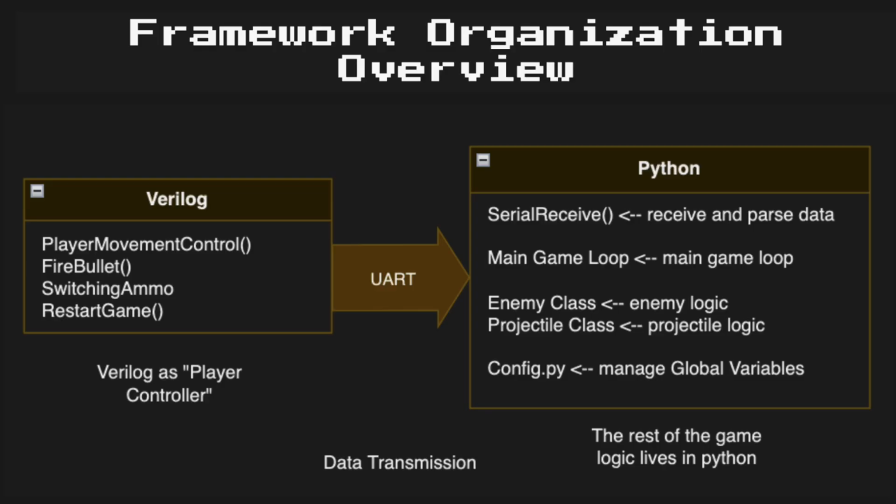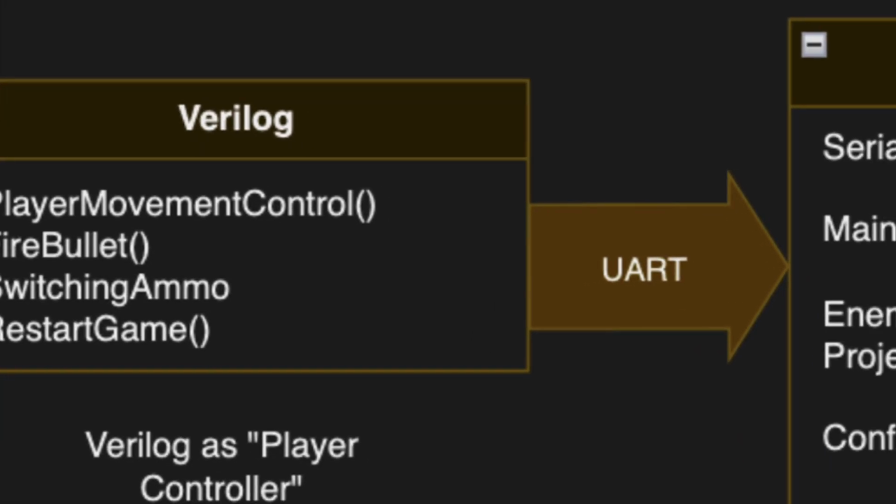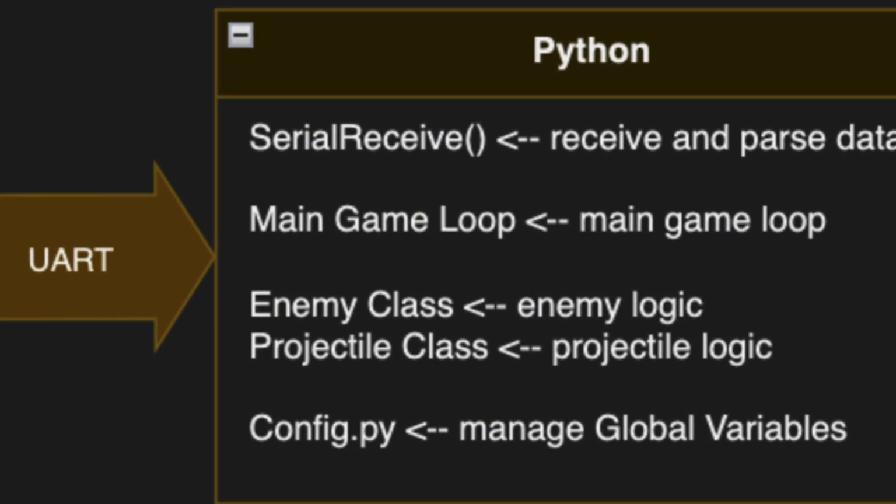This is what's happening behind the scenes. The code can be basically separated into three parts: the player controller in Verilog, data transmission with UART, and the game environment with Python.